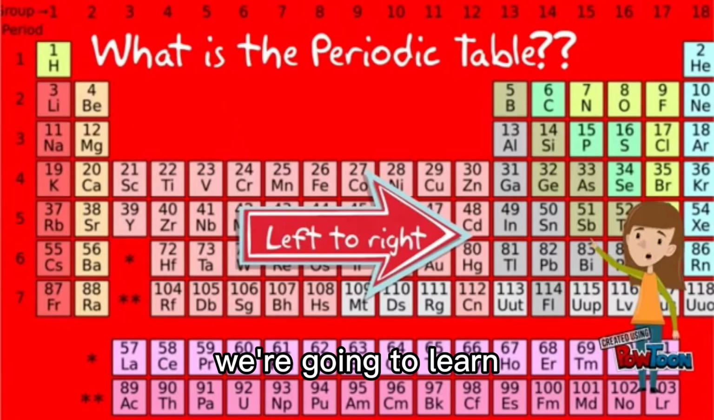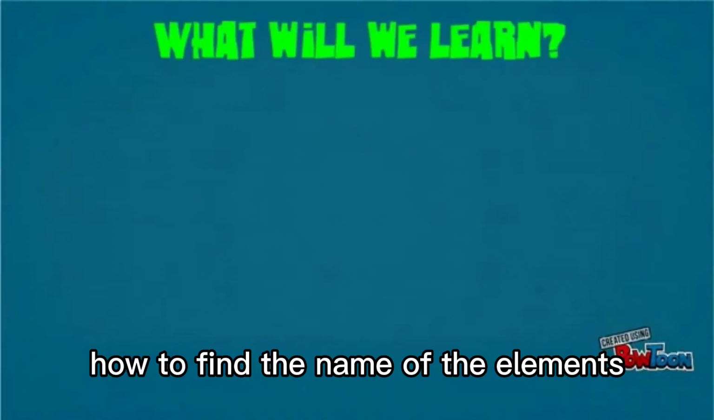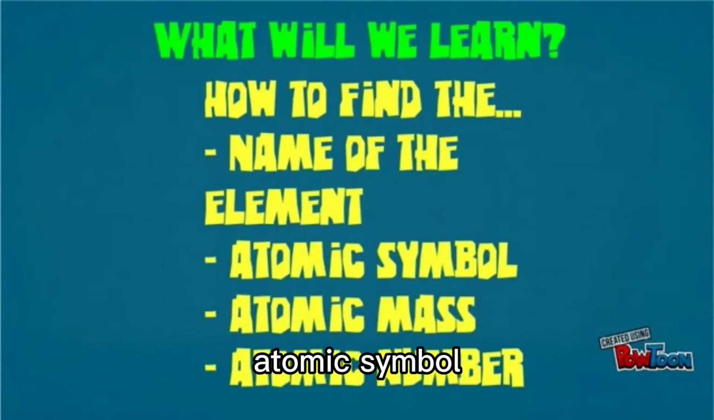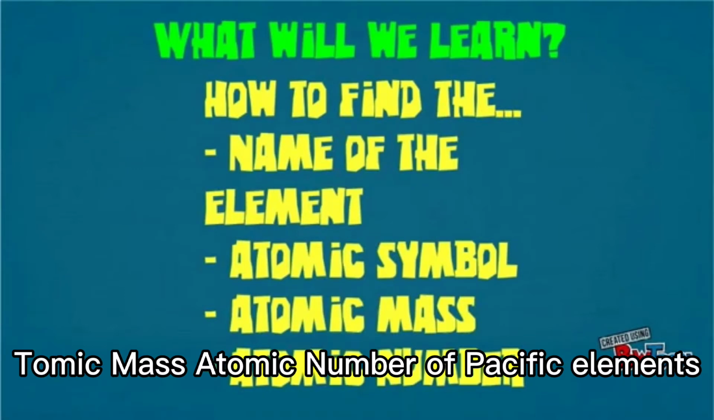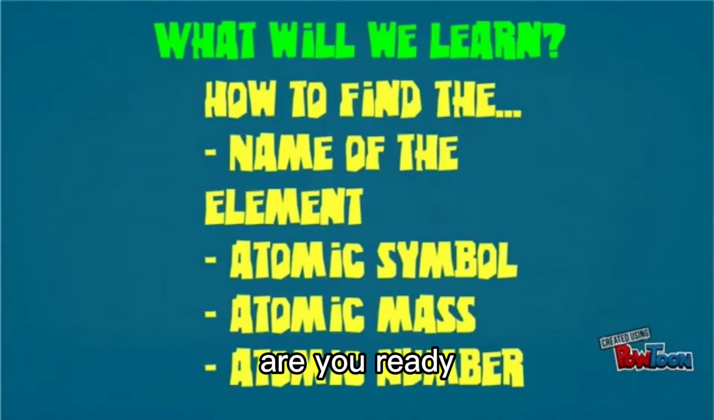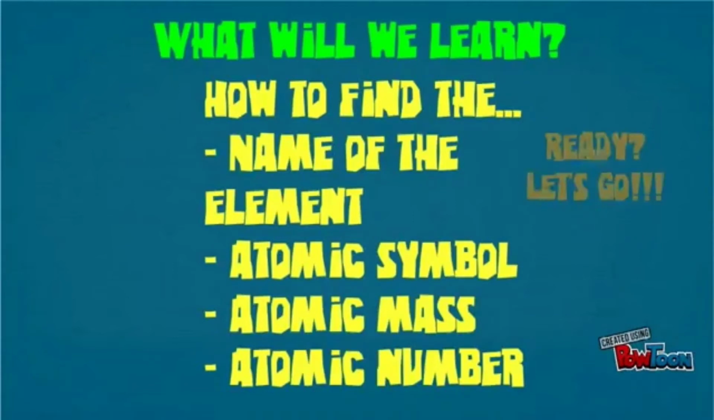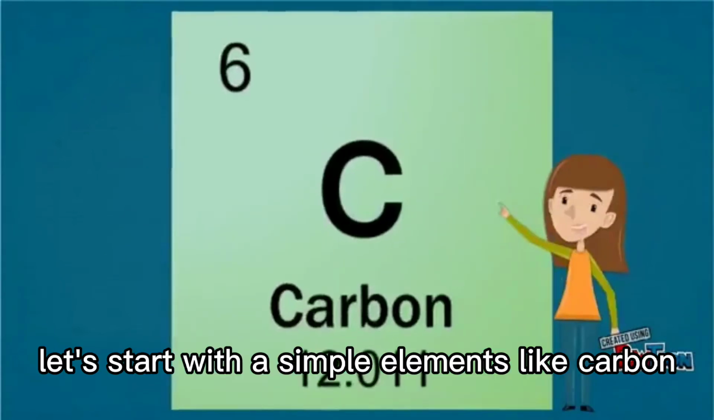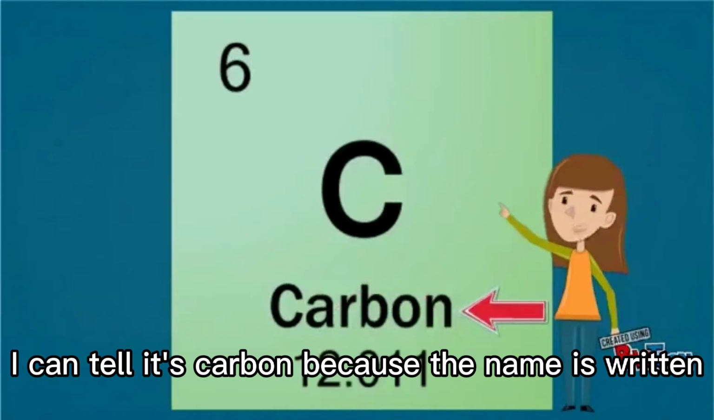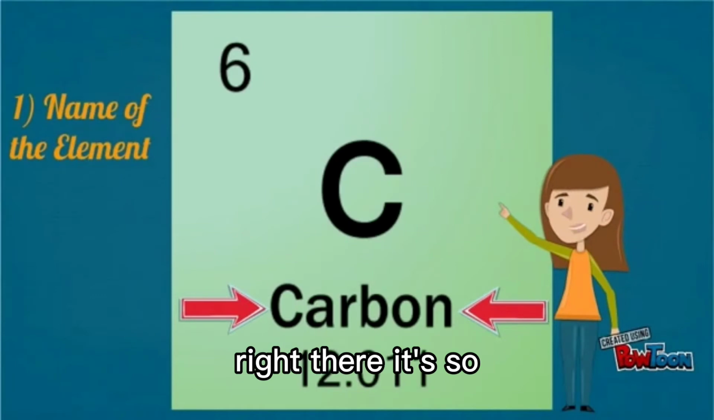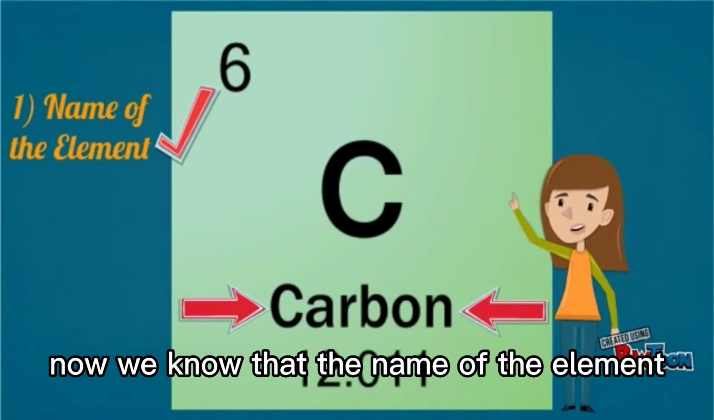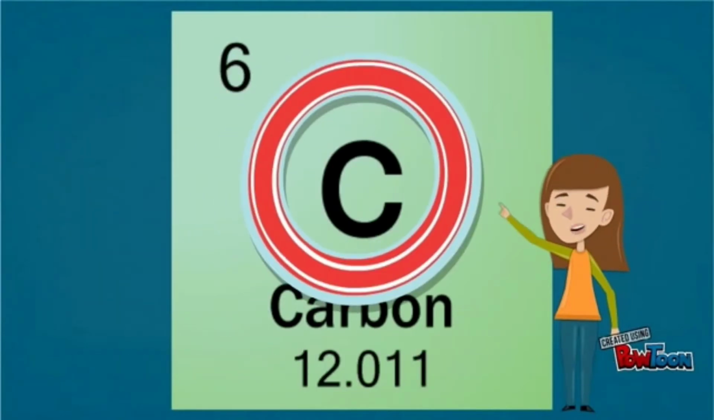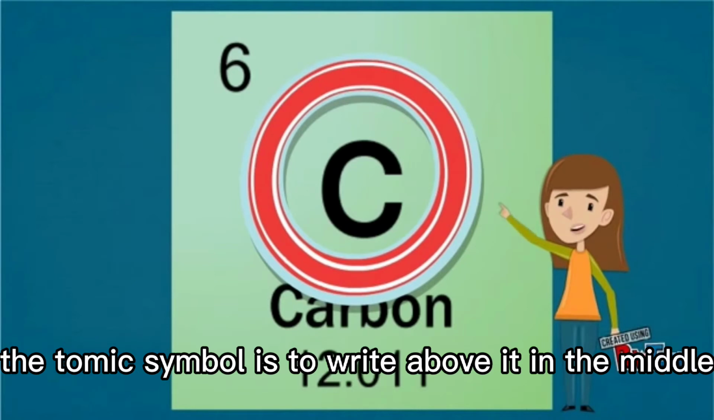We're going to learn how to find the name of the element, atomic symbol, atomic mass, and atomic number of specific elements. Are you ready? Let's go! Let's start with a simple element like carbon. I can tell it's carbon because the name is written right there. Now we know the name of the element, and the atomic symbol is right above it.